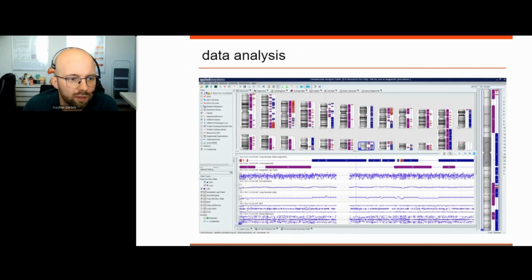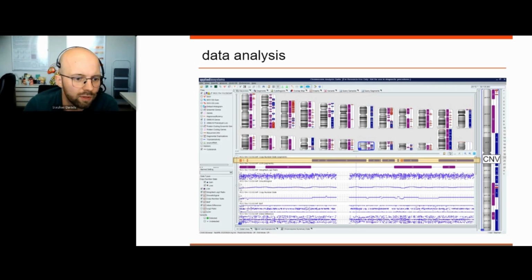So the data analysis with the CHAS software is very comfortable. The only limitation is when you want to visualize and compare greater cohorts, then you need other software tools. But for analyzing single samples, the CHAS software is quite good.